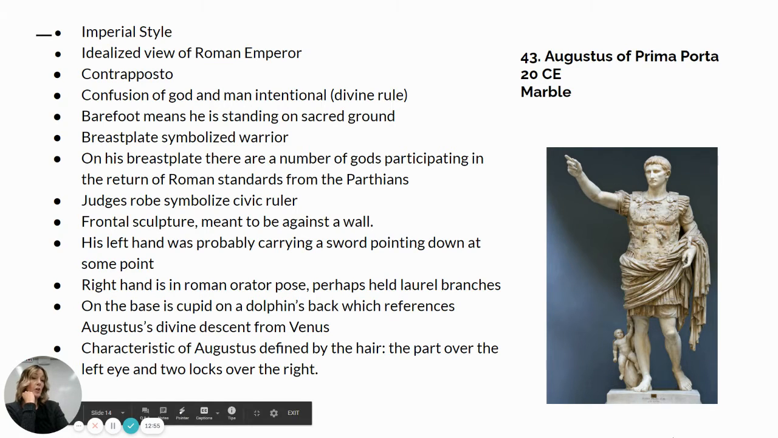this sculpture has a lot packed into it in terms of symbolism. It's not as simplistic as it looks. When you really pick it apart, there are a lot of things to understand about it.